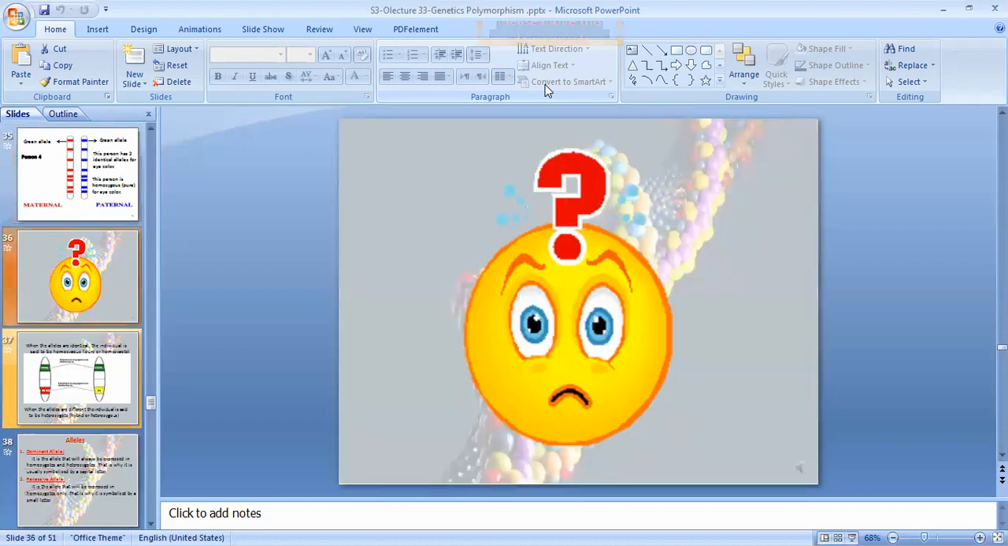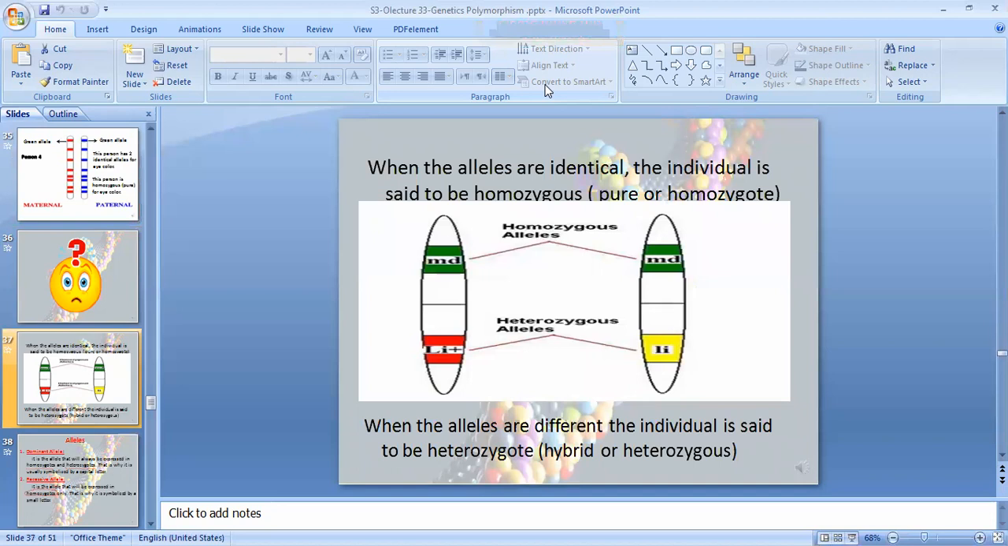So here we describe the meaning of homozygous and heterozygous. When the alleles are identical, the individual is said to be homozygous, pure, or when the alleles are different, the individual is said to be heterozygous or hybrid.